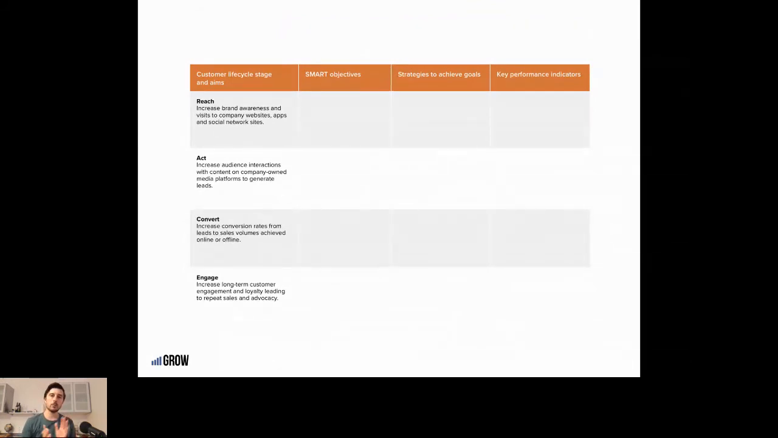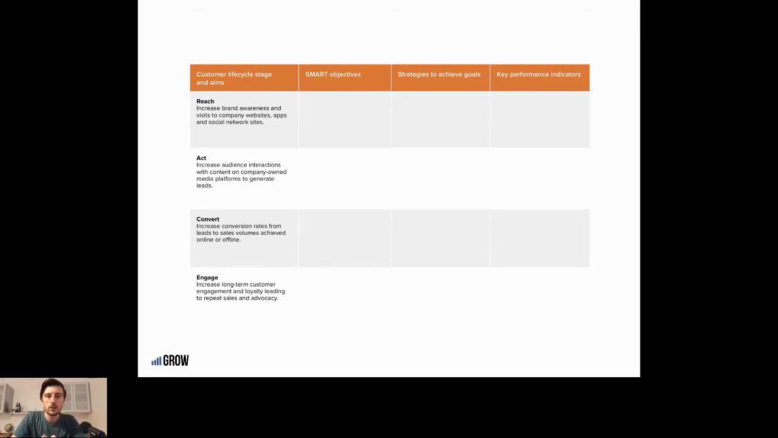So basically, start with objectives again, strategize how to achieve the goals, and define your key performance indicators, your KPIs. Reach: increase brand awareness and visits to the company website, apps and social network sites. Act: increase audience interactions with content on the company-owned media platforms to generate leads, could be an Instagram page, for example. Convert: increase conversion rates on your website so people actually buy and use your product.